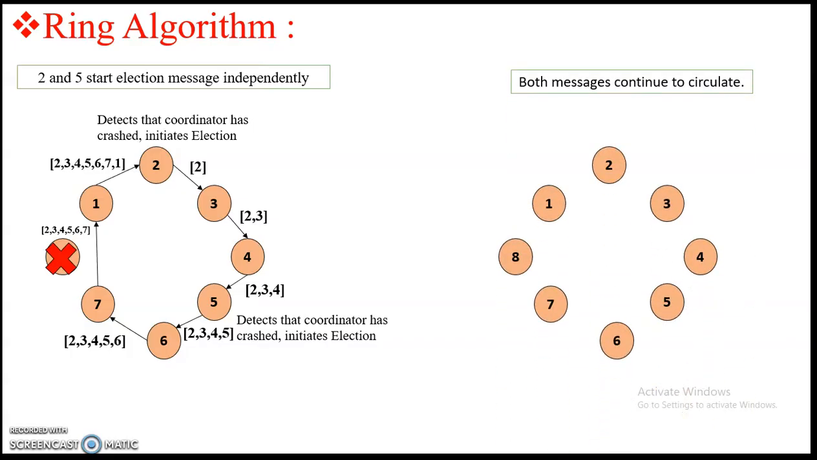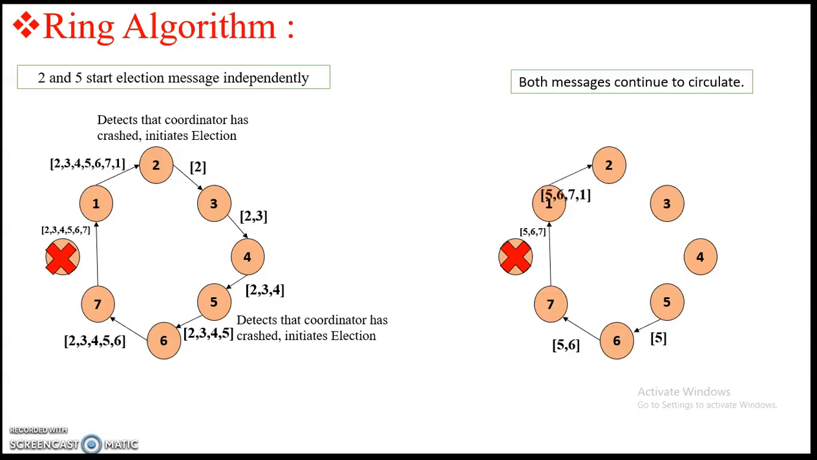Let us see how 5 will send the election message. 5 has understood that 8 has crashed. So 5 sends a message to its successor, 6, with its number in the queue. 6 will send to 7 and append itself. 7 to 1: it will not send to 8 because 8 has crashed, so the next live successor is 1. So 7 will be appended to the queue.